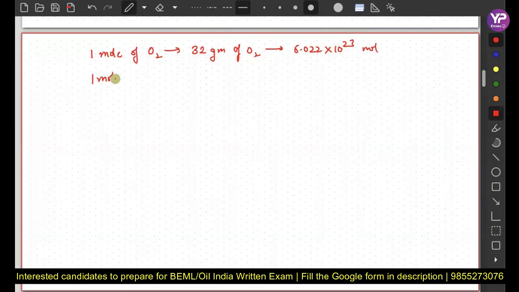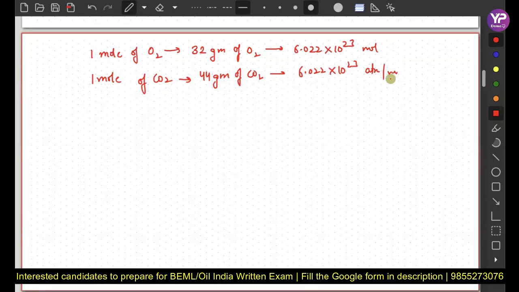Similarly, if you have 1 mole of CO2, what is the molecular weight of CO2? It is 44. That means 1 mole of CO2 consists of 44 gram of CO2, which again consists of 6.022 into 10 to the power 23 atoms or molecules.